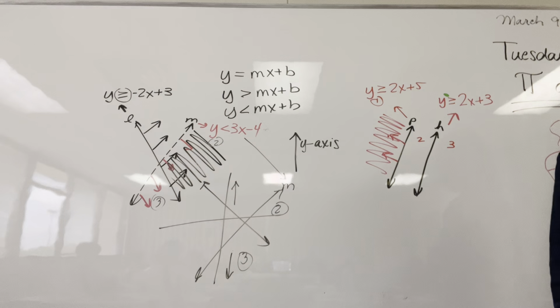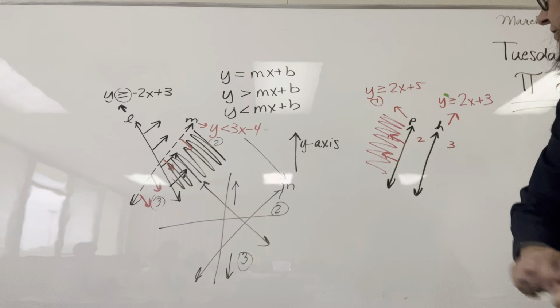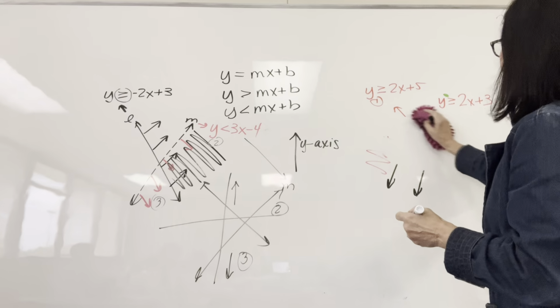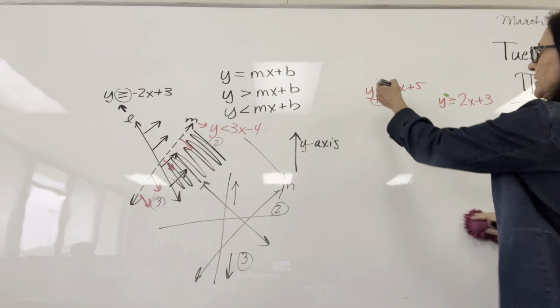Did everybody see that? Okay, these parallel lines, let's actually draw them on the Cartesian coordinate system. Okay, I'm going to graph these. What do we call this one? This is PH.